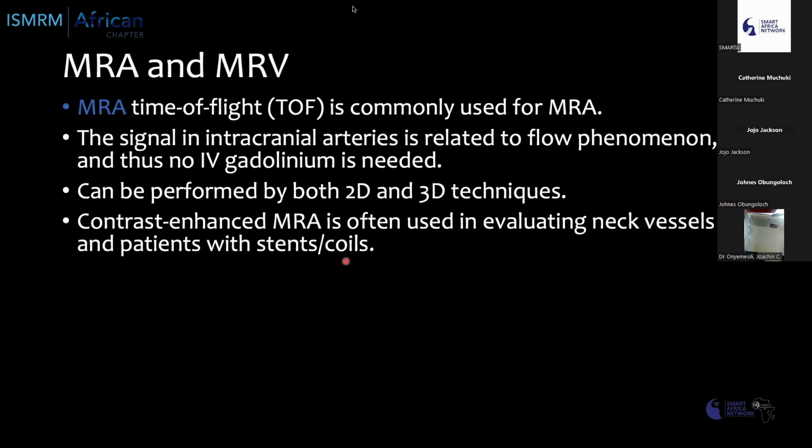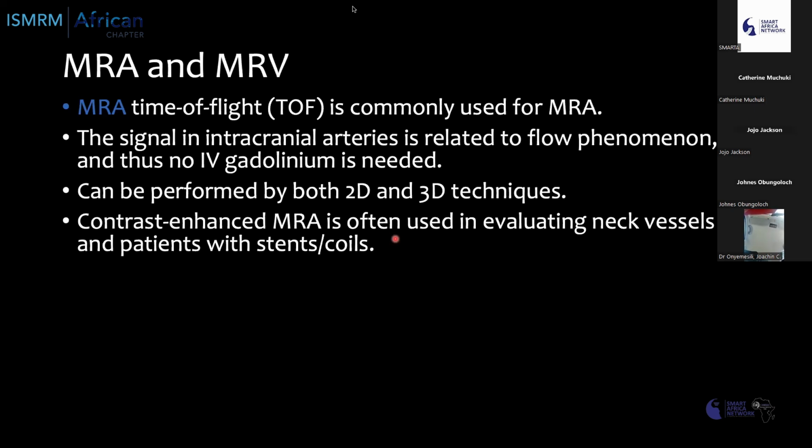Let's look at the MRA and the MRV, that's the angiogram and the venogram. We're looking at how we will study the anatomy of the vessels, the arteries, and the veins. Time of flight is commonly used for the MRA because it's fast to obtain the images and we do not need gadolinium. However, they are susceptible to flow phenomena and sometimes artifacts because of the way the tortuous vessels are, and they create the impression that there's narrowing or stenosis within these arteries.